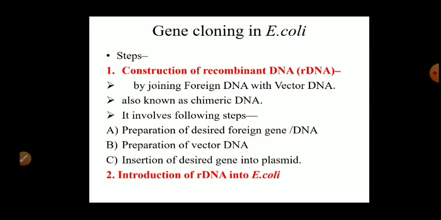Right. And then, how it is done, how the recombinant vector or recombinant DNA is constructed.